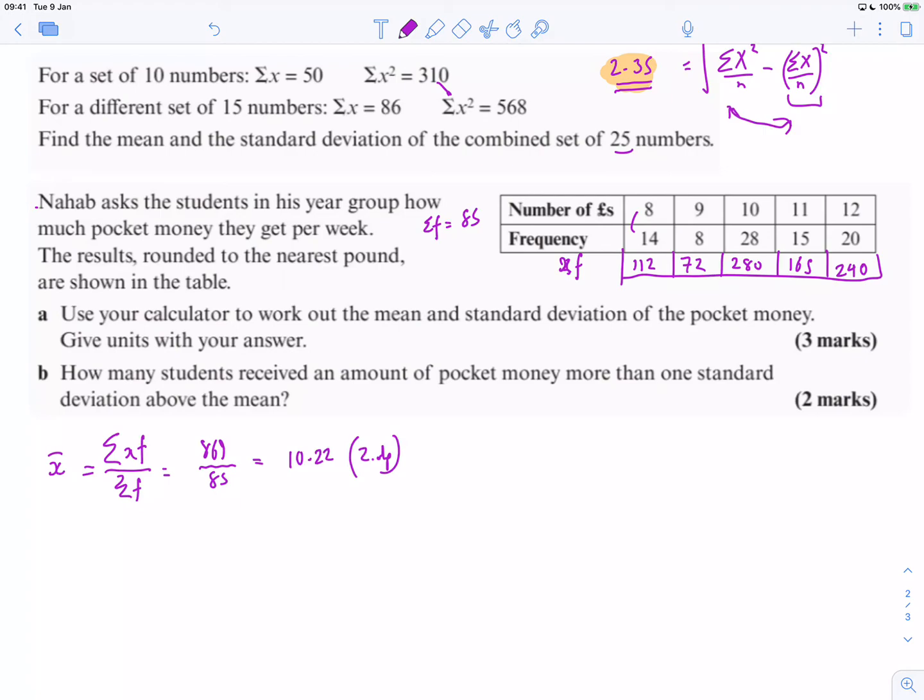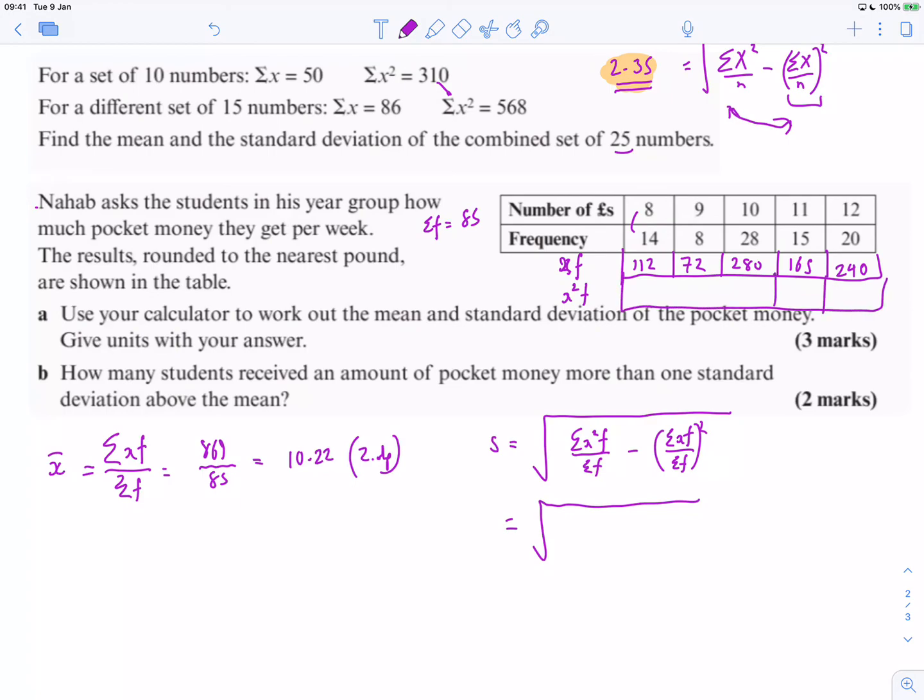And the standard deviation, S, is going to be the square root of sigma x squared f over sigma f, minus sigma xf over sigma f, squared. So I need to work out sigma x squared f. Let's do this, x squared f. I do 8 squared, which is 64, times 14, so that's 896.